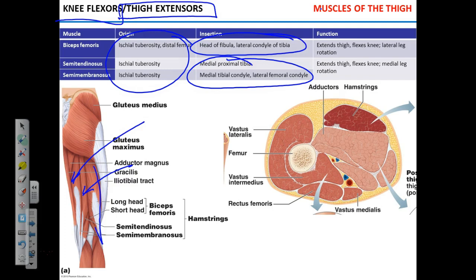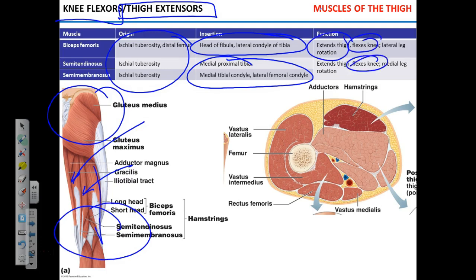Okay? All of them cross two joints. They cross the hip joint and the knee joint. So they all are thigh extensors and knee flexors. Does that make sense?